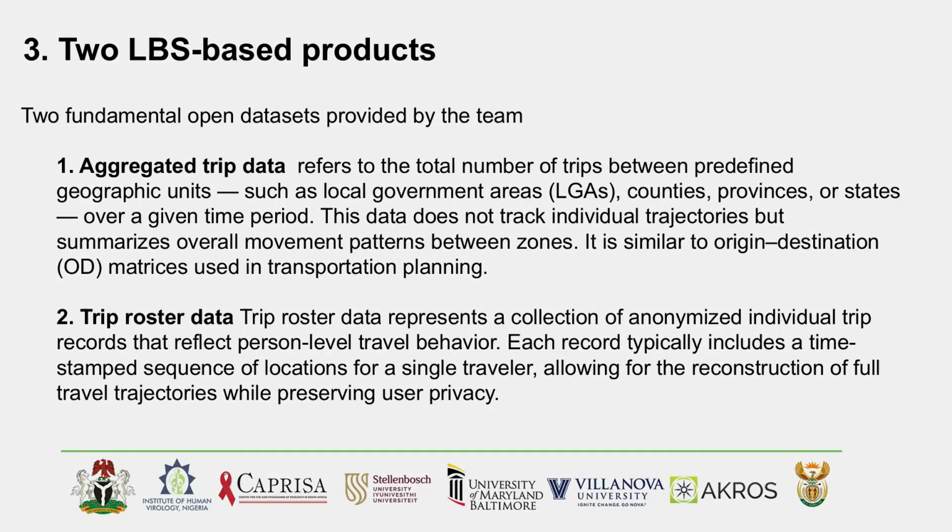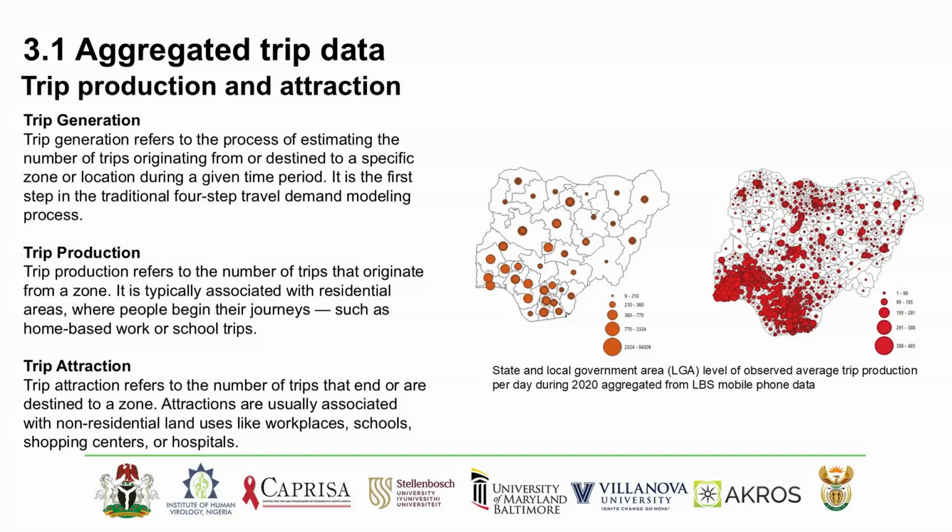Let's now take a closer look at aggregated trip data, starting with how we measure trip production and attraction. We begin with trip generation, which estimates the total number of trips originating from or destined to different zones over a given time period.